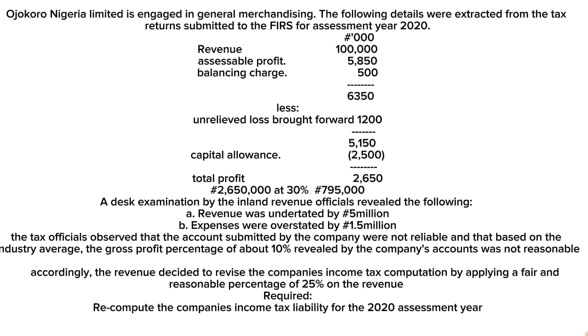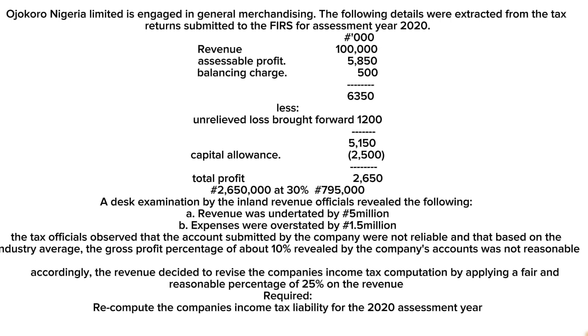2020. So they have a revenue of 100 million and assessable profit of 5,850,000, which is very, very low. We have a balancing charge of 500 less unrelieved loss brought forward of 1.2. We have capital allowance of 2.5, and we have the total profits according to what was computed of 2,650. So the company income tax rate was applied, and that was 795,000.